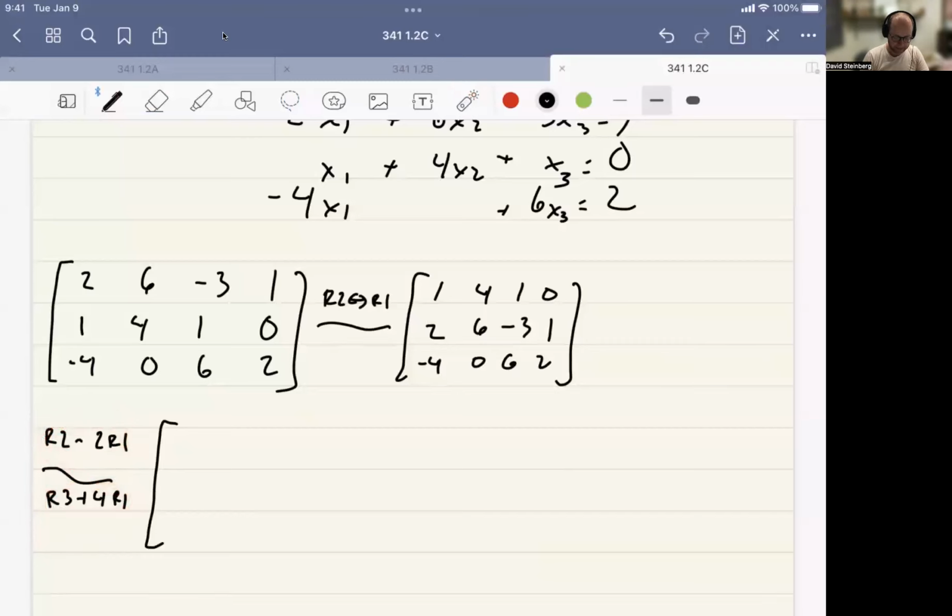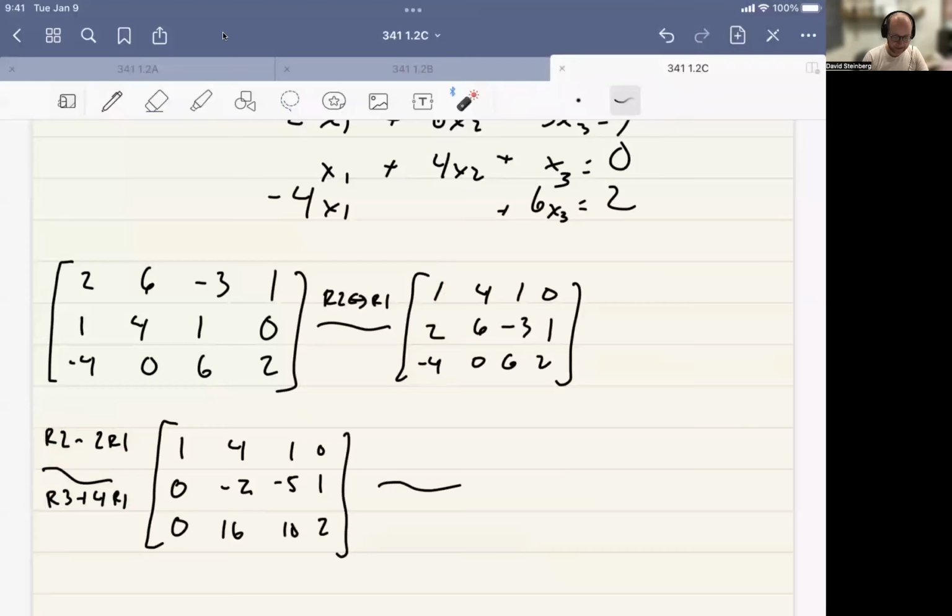Okay, so then what's happening? Our first row hasn't changed at all. Now we're doing row 2 minus 2 row 1. So this becomes 0. 6 minus 8 is -2. 3 minus 2 is... -5. 1 minus 0 is 1. Sorry, that's not a 10. There we go. All right, and now 4 plus 4 times 1 is 0. 0 plus 4 times 4 is 16. 6 plus 4 times 6 is 10. 2 plus 4 times 0 is just 2.